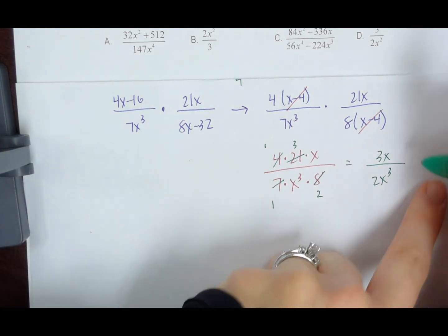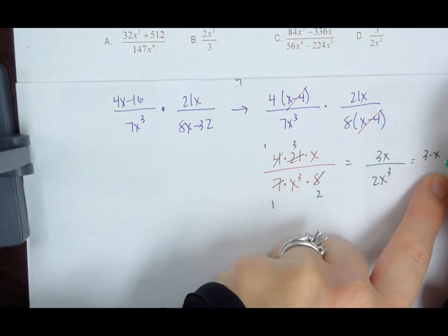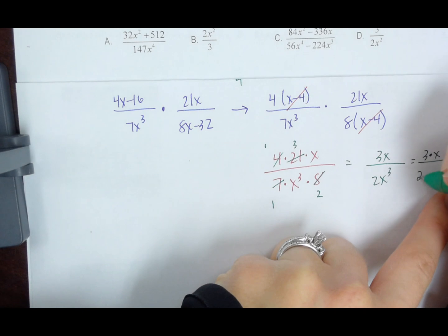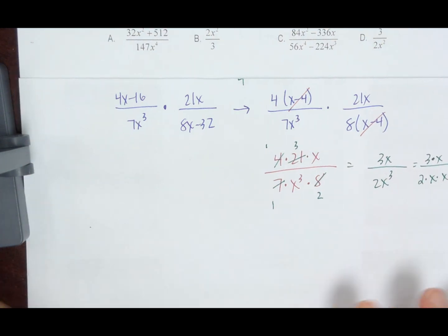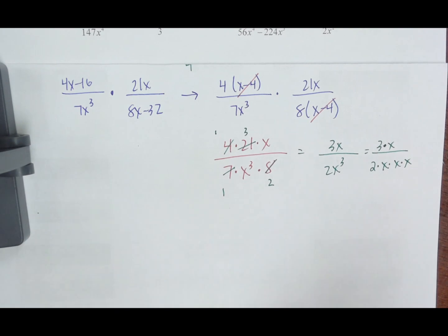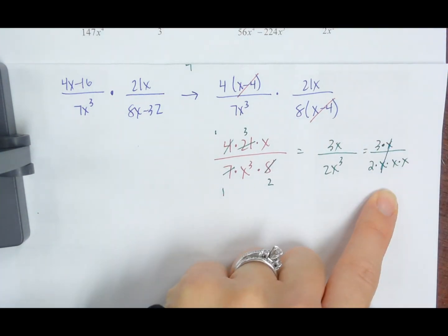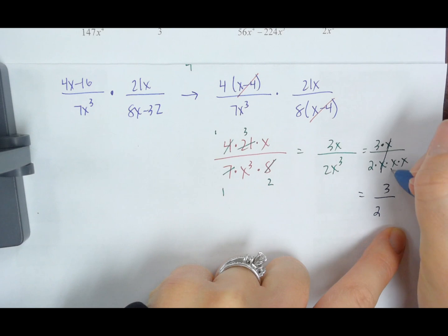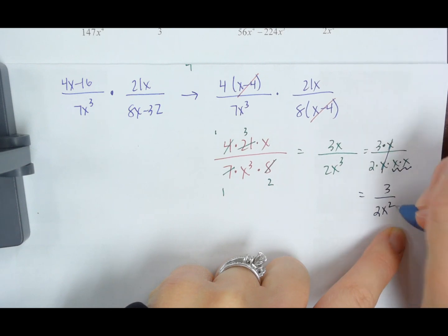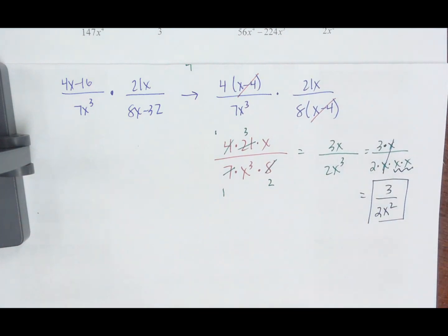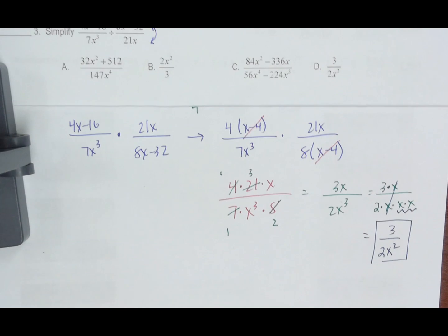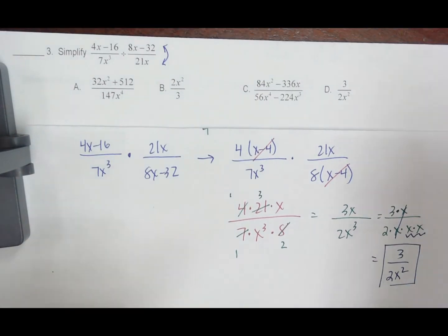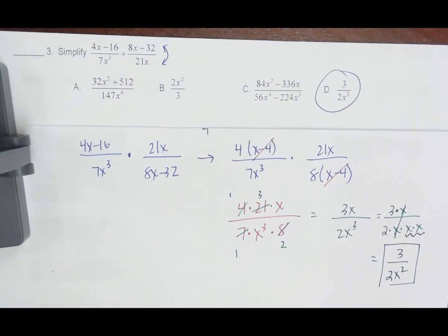And keep in mind 2x cubed, that's a times, is 2 times x times x times x. So one of these x's can cancel out one of those x's, and you're just going to be left with a 3, a 2, and x times x on the bottom is x squared. All right, so that would mean your answer for this multiple choice question is D.